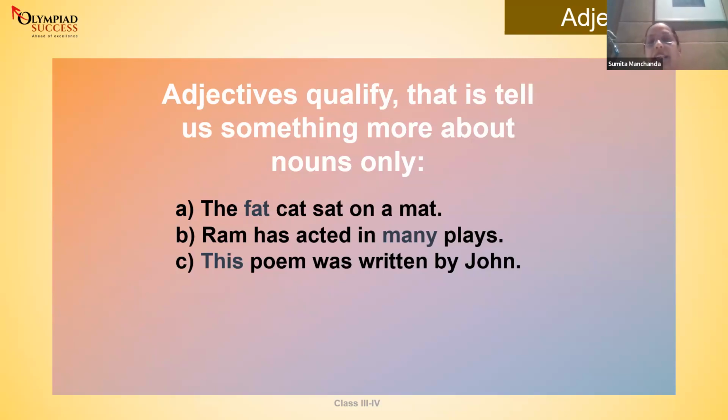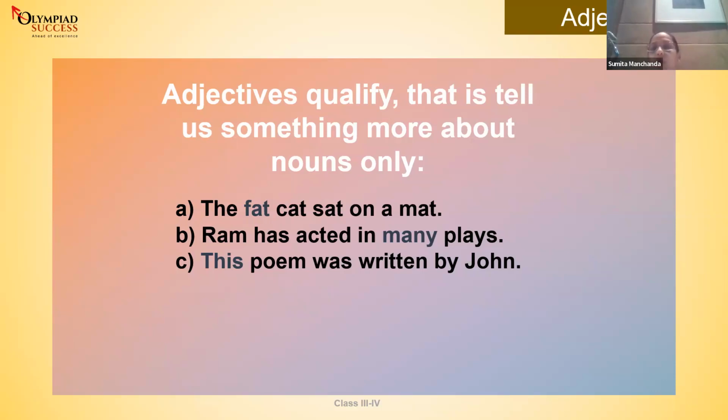Ram has acted in many plays. When I say Ram has acted in many plays, you can see many is acting here as an adjective. How many is acting as an adjective, I will tell you when I do different types of adjective. That time it will be very clear to you how many is trying to tell us something about a noun.